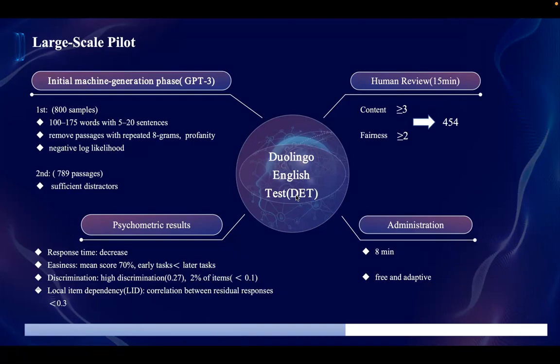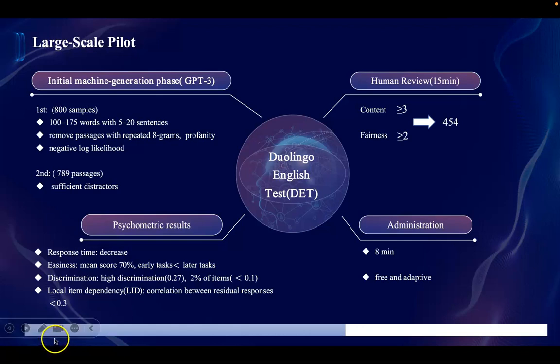There is a sharp decrease in response time from the first task to later tasks. There is a wide distribution of item easiness with an overall mean score of 70%, with earlier tasks more difficult than later tasks. Most items have high discrimination, proved by high item total correlation. Through a distractor analysis, we can reduce the number of items with item total correlation lower than 0.1 to only 2%. This made the analysis more accurate.